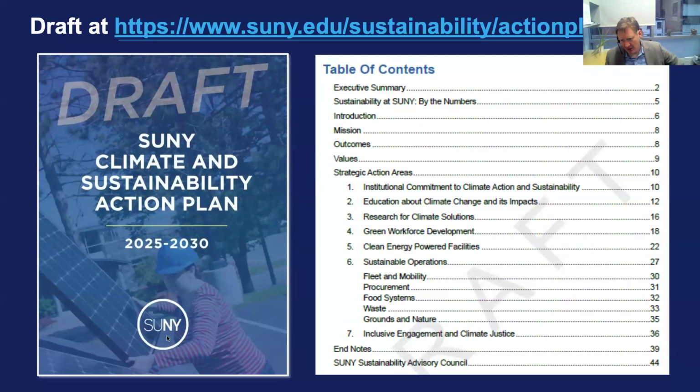So here's the general outline of the plan. This largely won't change. It's still available at this site if you want to check it out, but we've closed the comment period. The overall structure, as I mentioned, was to split it up into 7 strategic action areas that speak to our overall commitment to greenhouse gas reduction and governance, education, research, green workforce development, then into the big capital items of clean energy, sustainable operations, and inclusive engagement. Next slide, please.